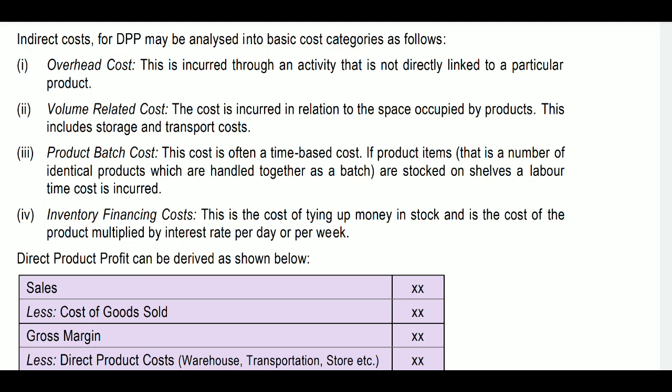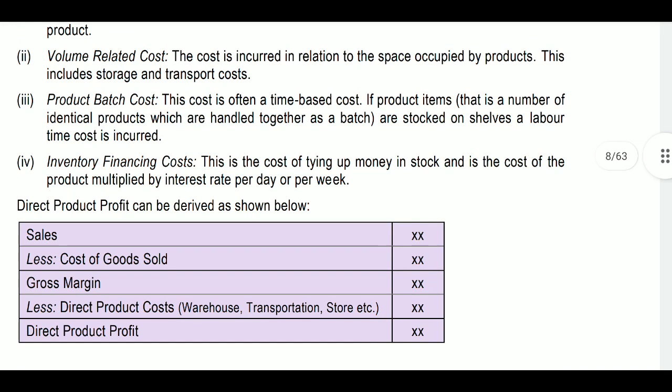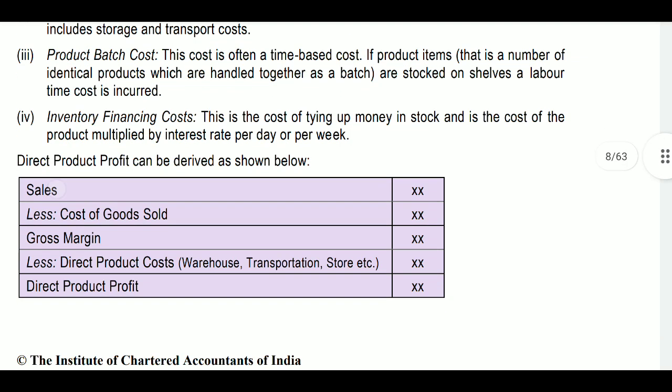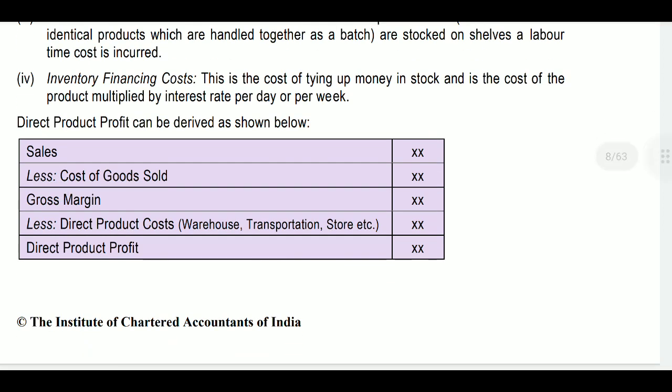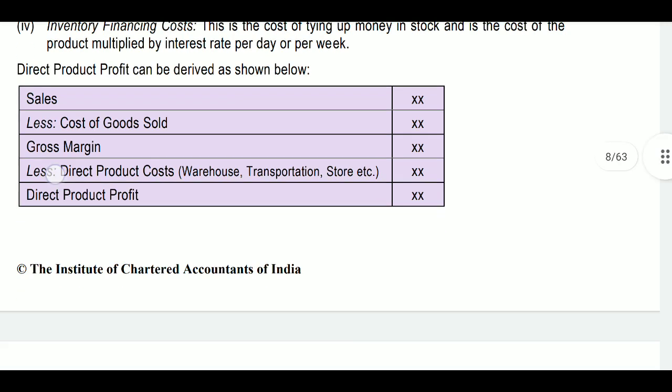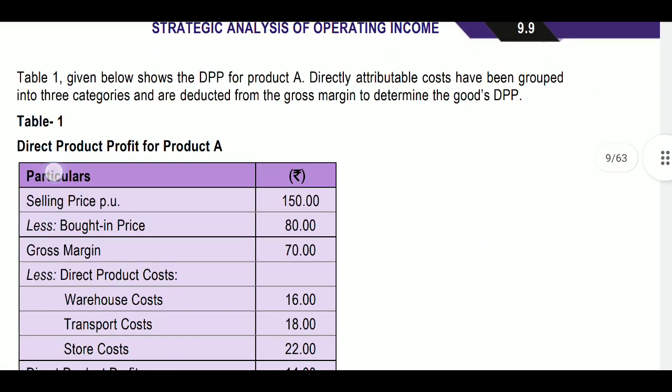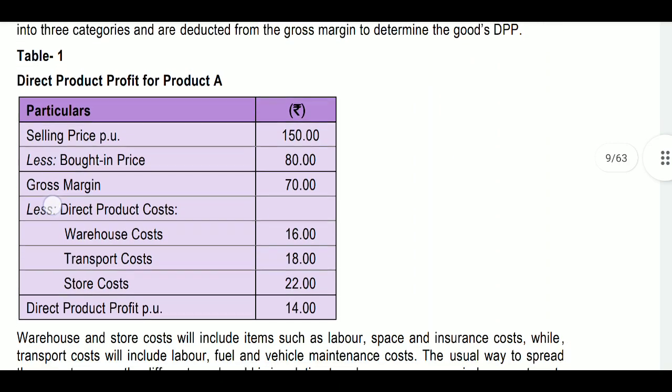Here the DPP statement is derived as sales minus cost of goods sold, which gives the gross margin, less direct product costs, that is warehouse, transportation, stores. Next we will get the direct product profit. That is the provided table 1.